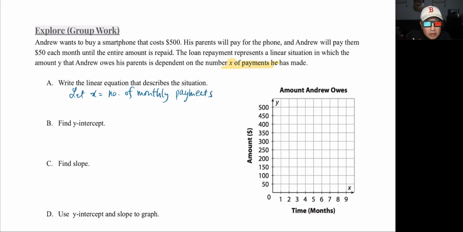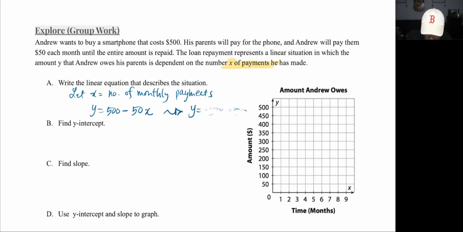So one of the easiest ways to do this is to look at the intercept values, right? How much does he owe his parents from the very get-go? That's $500. And you're taking away how much each month? 50, right? 50 times the number of months. So we would normally write that in math classes as y is equal to negative 50x plus 500.